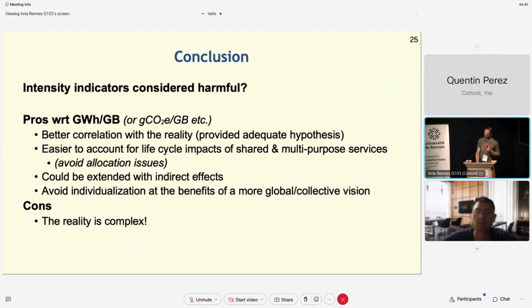But of course, everything is not so green. In particular, the modeling of the reality is complex, and so our approach means we also need more effort to apply it and to deploy it, but that also means more work for us.